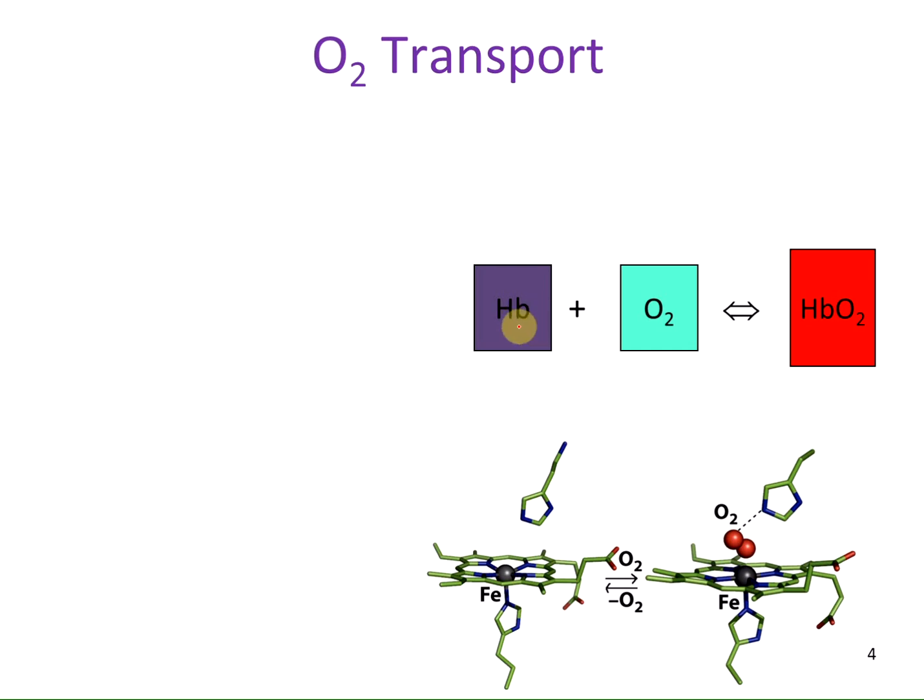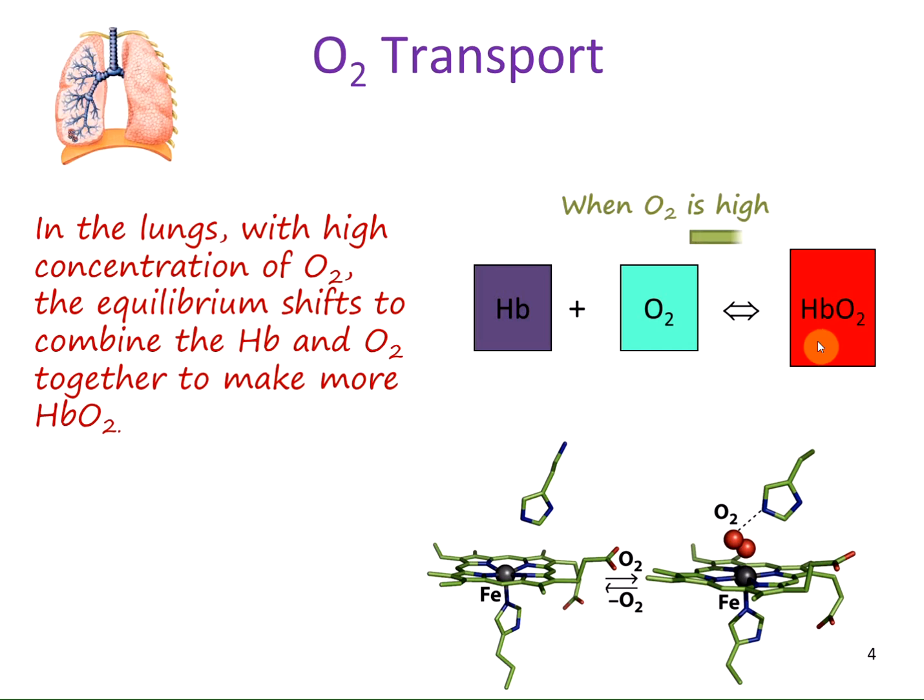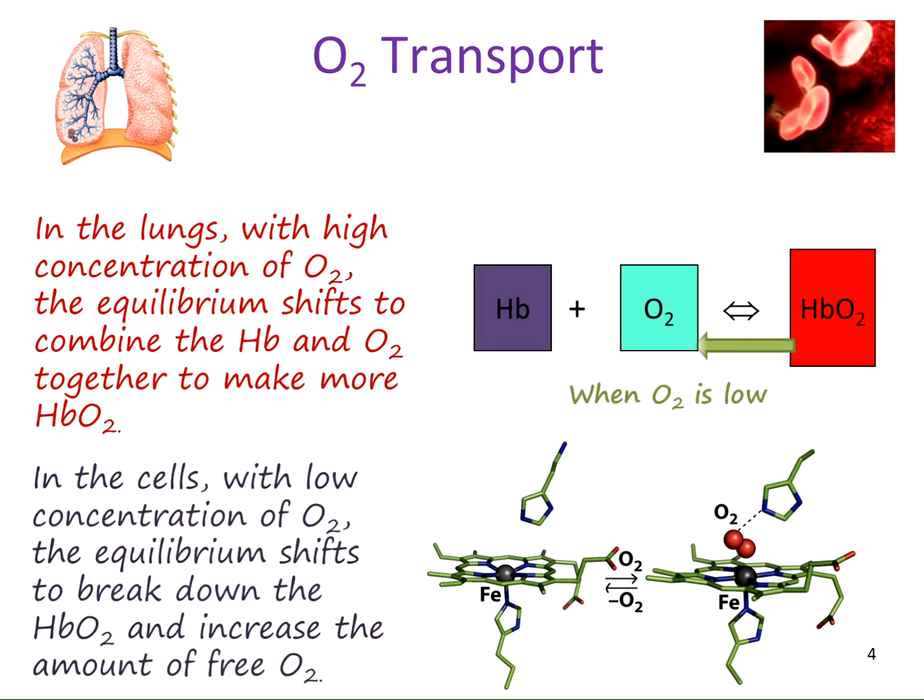So here we have the reaction of our equilibrium. The hemoglobin plus the oxygen goes to make the oxygen-bound hemoglobin. Now in the lungs, with high concentrations of oxygen, the equilibrium shifts to combine the hemoglobin and oxygen to make more of the oxygen-bound hemoglobin. So when oxygen's high, the equilibrium shifts to make more oxygen-bound hemoglobin. Then when oxygen is low, when you get to the cells, the equilibrium shifts to break down the oxygen-bound hemoglobin to make more HB, the hemoglobin, and oxygen. So this releases the oxygen so it can be used by the cells. So this is how we see how changes in concentration can affect the equilibrium.